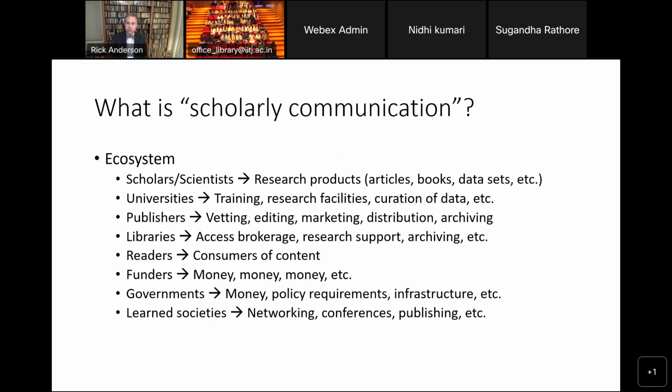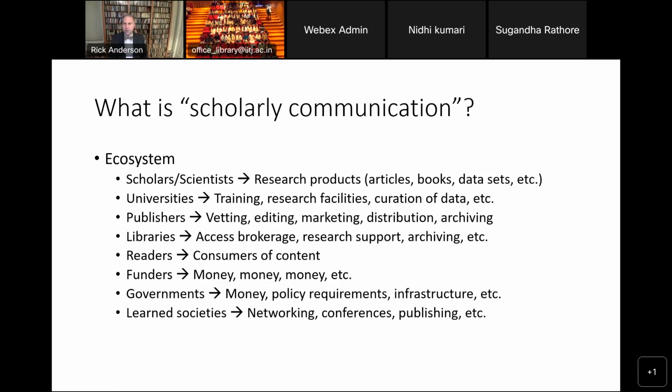Of course, the universities institutionally are very important elements of the ecosystem as well. They are the institutions that train scientists and scholars, as students, and then provide for their faculty research facilities, and very often curate the data that is created at the university. They may curate it well and they may not curate it so well, but a lot of the research data that is created ends up being held by the institution that employs the researchers. So universities are a very important element of scholarly communication.